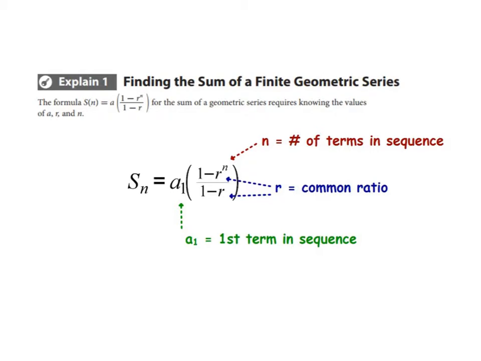So in order to use this formula, you need to know the first term in the sequence. You need to know how many terms are in the sequence. Usually you can just count them up. And then you also need to probably compute the common ratio. And then you can substitute in all those values and calculate the sum.